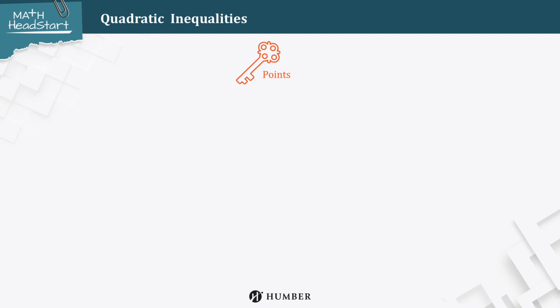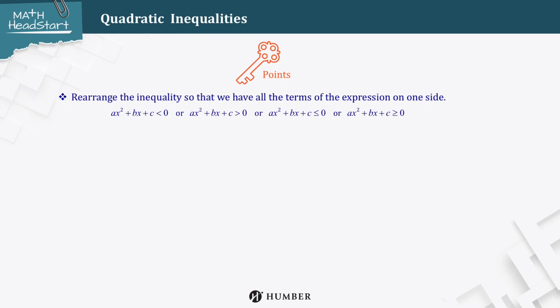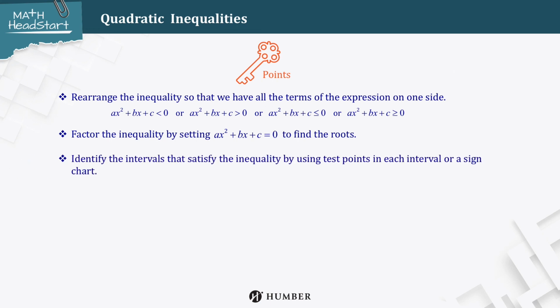Here is a summary of what we have learned so far. First, rearrange the inequality so it is in the standard form. Next, factor the inequality expression and find the roots. Then identify the intervals that satisfy the inequality by using test points in a sign chart. When you have time, please check the solution.